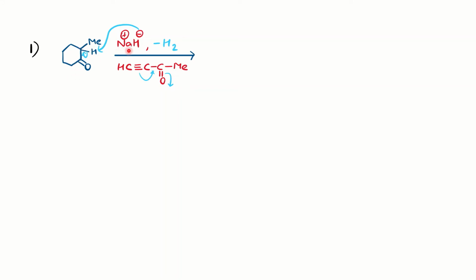You have a base, sodium hydride, and you have an alpha beta unsaturated compound. So basically you have all the requirements for the Robinson ring annulation reaction. So we know the role of base, it will abstract the proton. Now which proton is it going to abstract? The one which is going to form the more substituted double bond, the enolate.